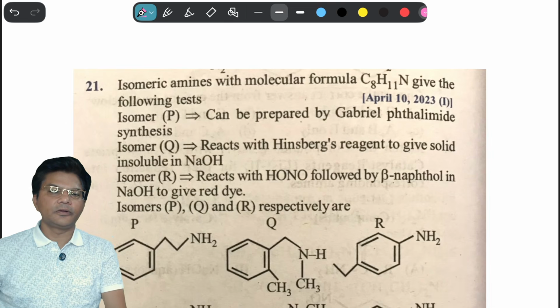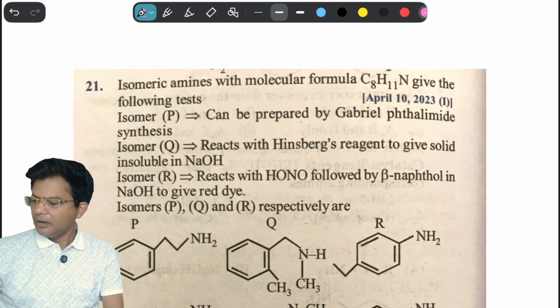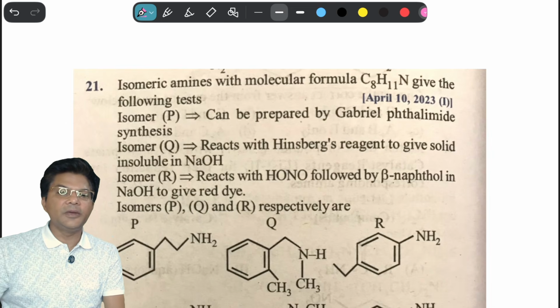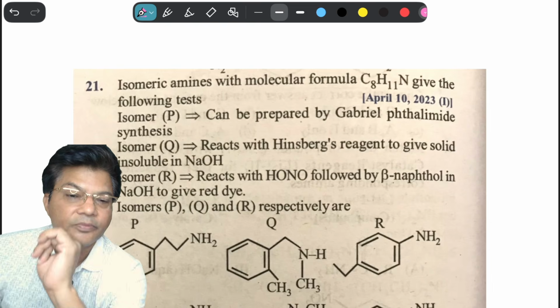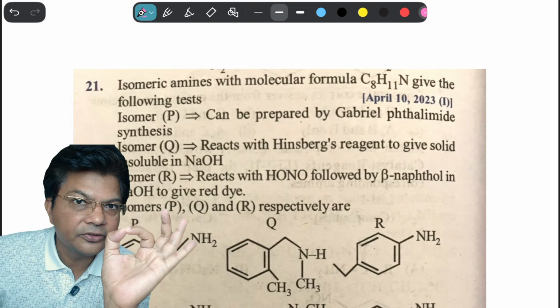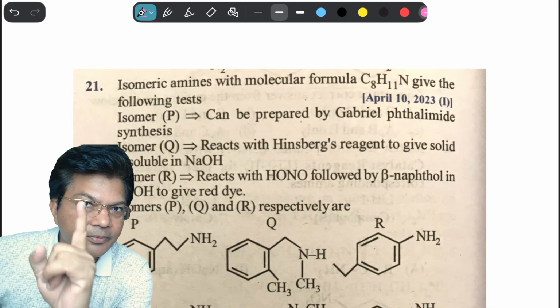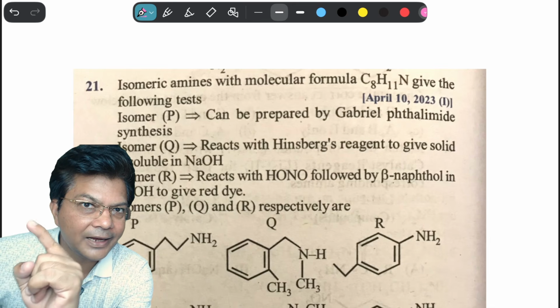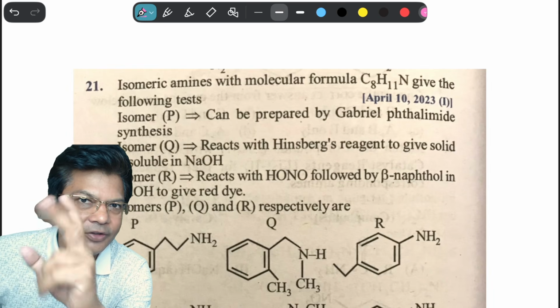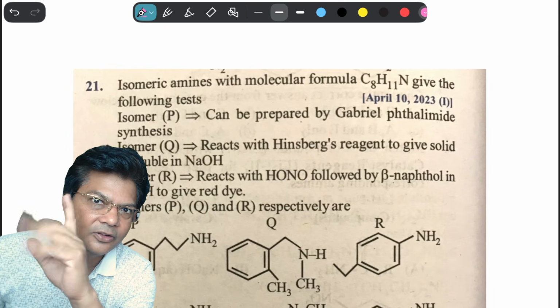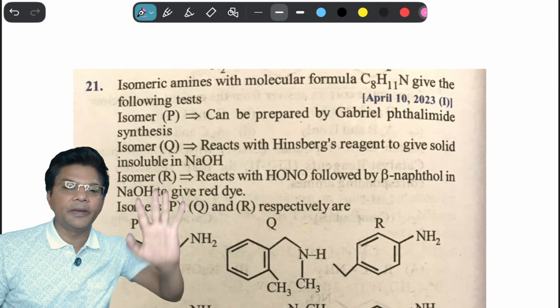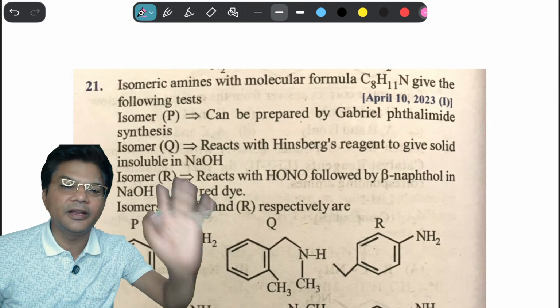Now, see to it. Isomeric amines with a molecular formula C8H11N. Brother, look: hydrogens and carbon 8, hydrogen 11 only, very less, because if it would have been alkane C8H18, the hydrogens would be fewer, so aromatic benzene is for sure.